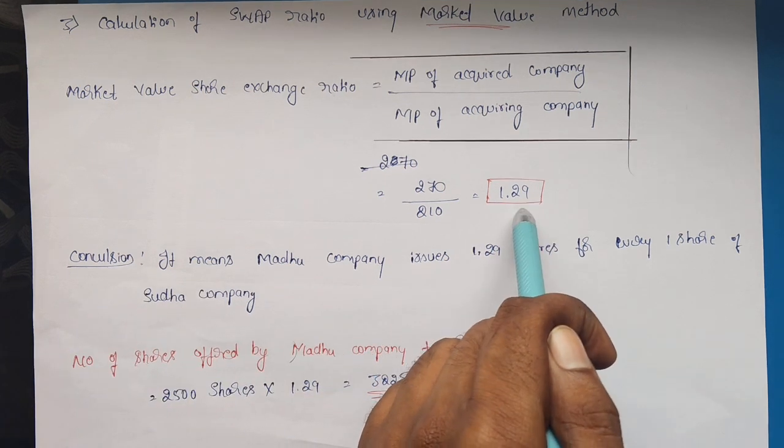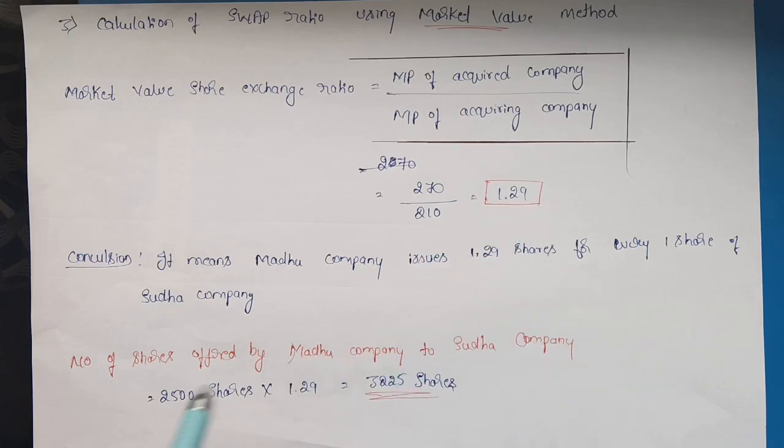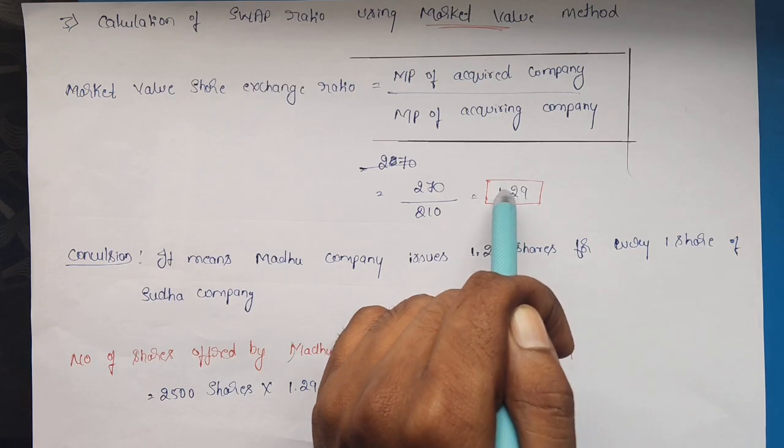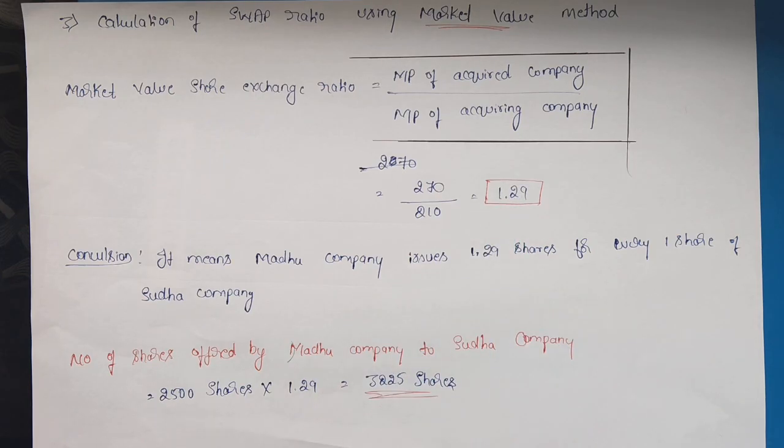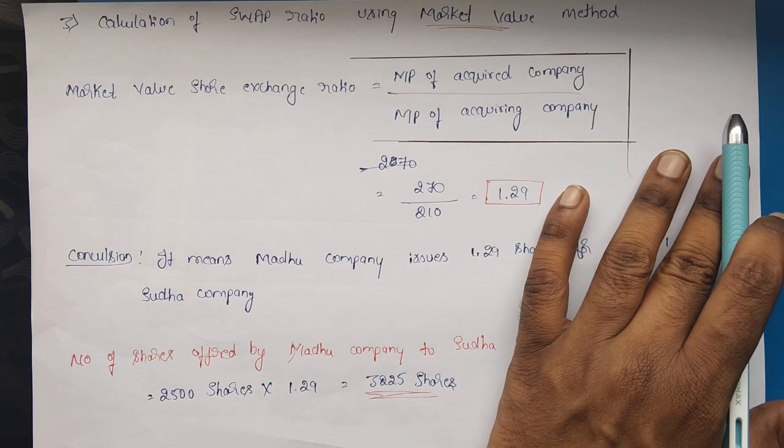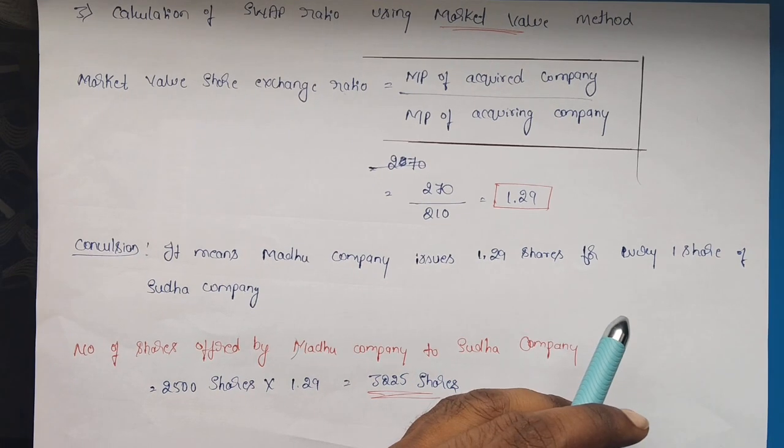So 1.29 is the swap ratio, and 2,500 is the number of shares of the Sudha company. So 2,500 into 1.29 gives 3,225 shares for the Sudha company shareholders. That means the Madhu company is going to offer 3,225 shares to the Sudha company shareholders while acquiring that company.